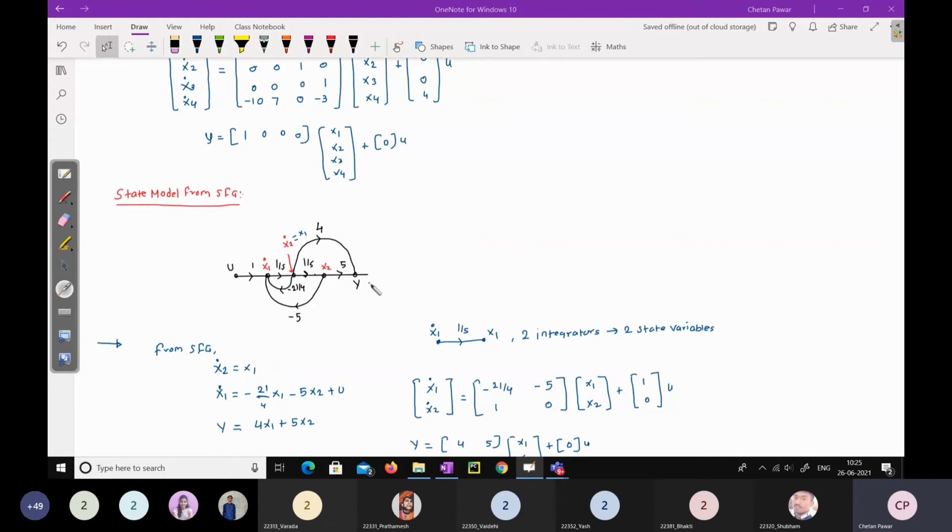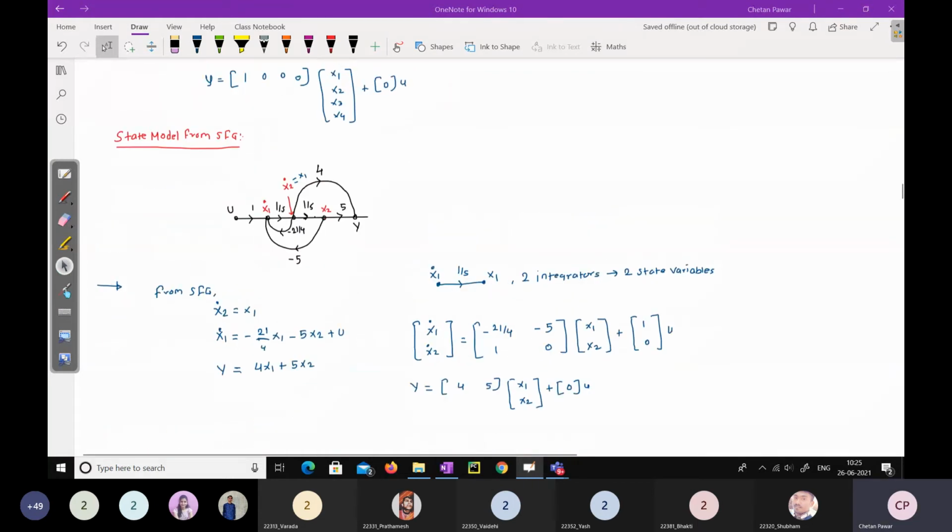How will we find the output equation? Look at the output node. How many input branches are there? This is one input branch and this is the second one. So that will be 4 into x1 plus 5 into x2. Y is equal to 4x1 plus 5x2. So we got three equations.